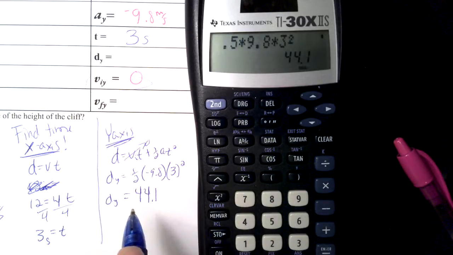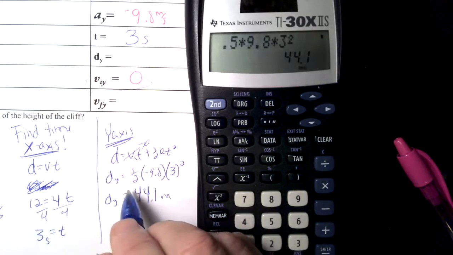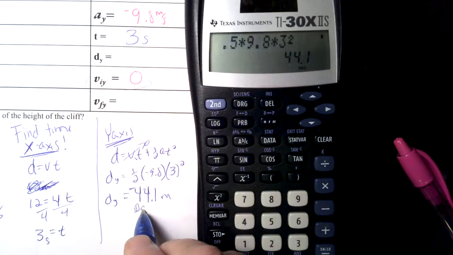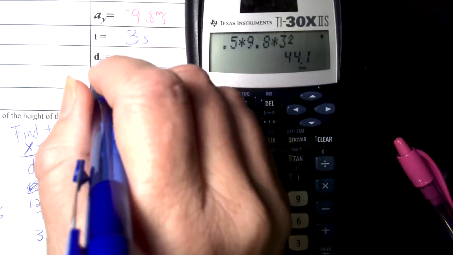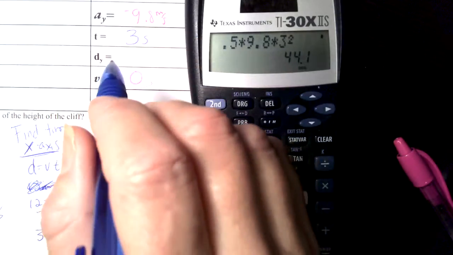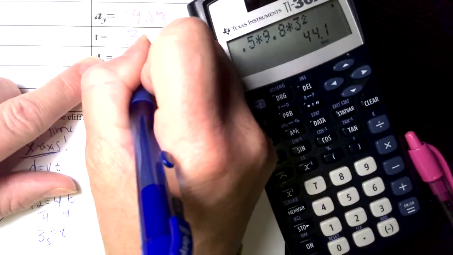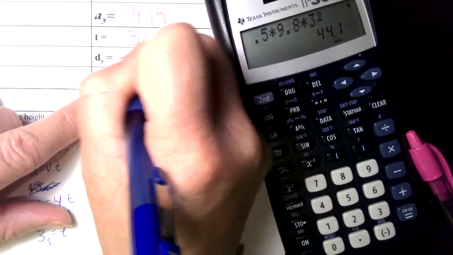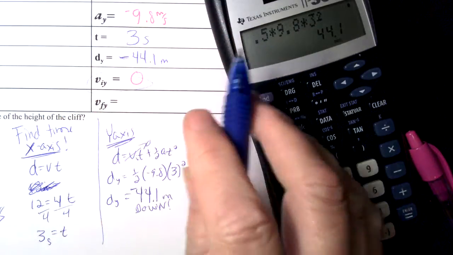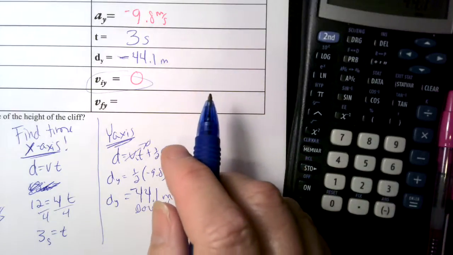All right, meters, and then I'm going down. So remember, if you're going down, the influence going down is negative. So negative 44.1 meters going down. That's really high. It's like jumping. I'd be scared to jump. That probably hurts when you hit the water. A little belly flopping going on.